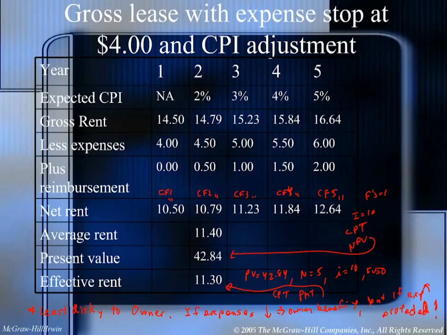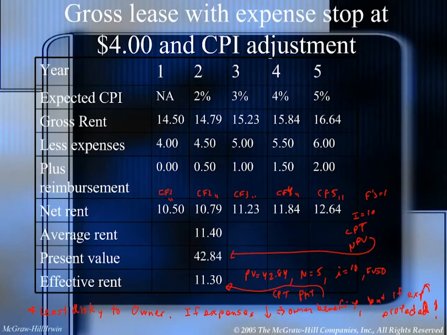The next year $1 because the expenses are $5, you only pay the first $4, and so forth. So the net rent in this case would be, for the first year, $4.50 minus the $4 that you pay. The next year, $14.79, so minus the $4.50 in expenses, but plus the 50-cent reimbursement that you get because of the step. So the net rent would be $10.79, and so forth.